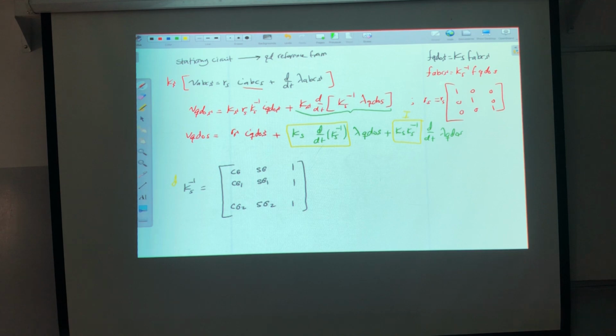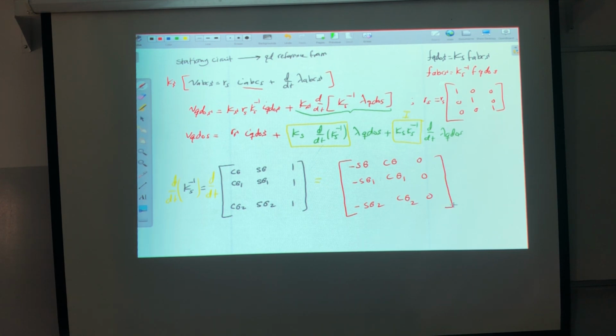To differentiate. So I will use d by dt here. Omar, differentiate. Yeah, minus sine theta. First row: minus sine theta, cosine theta, and 0. Minus sine theta 1, cosine theta 1, 0. Minus sine theta 2, cosine theta 2, and 0.